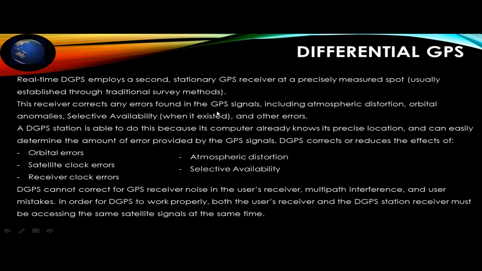In between, some orbital error may occur, some satellite time clock may not have been set properly, or the receiver time clock may have been missed. DGPS can't correct the GPS receiver noise from user receivers, like multipath interference. You understand what multipath interference is? That is on the user side. But the information coming from the space vehicle, we are able to track. That is the only thing with DGPS. Am I clear to you?